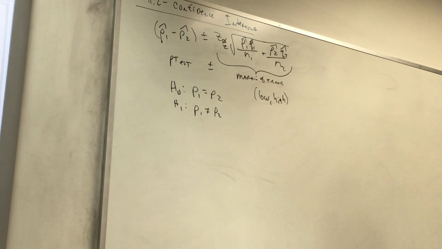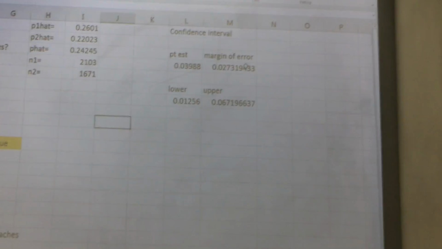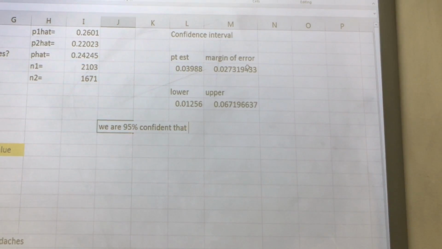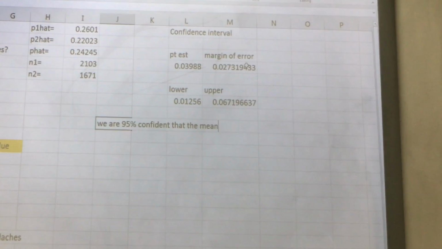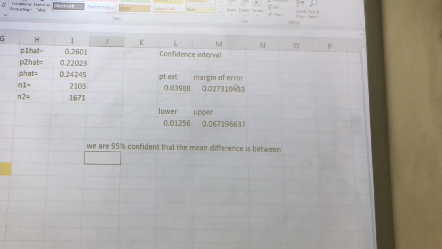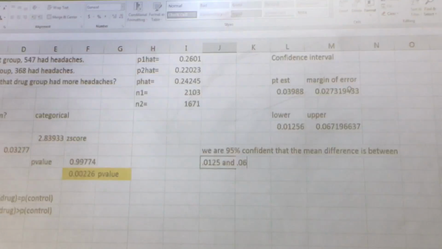Catherine, I knew, wanted some practice in doing confidence statements. So, can you give me a 95% confidence statement? So what would be your 95% confidence is that the mean difference is between 0.0125 and 0.0671.